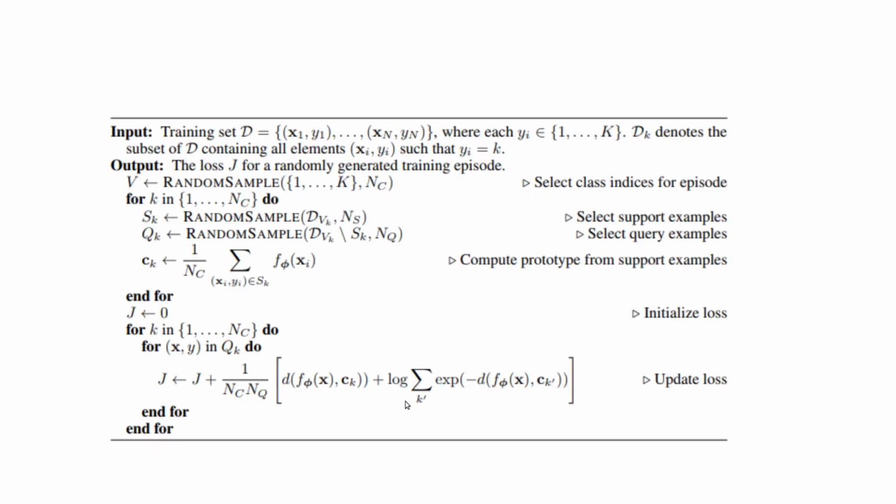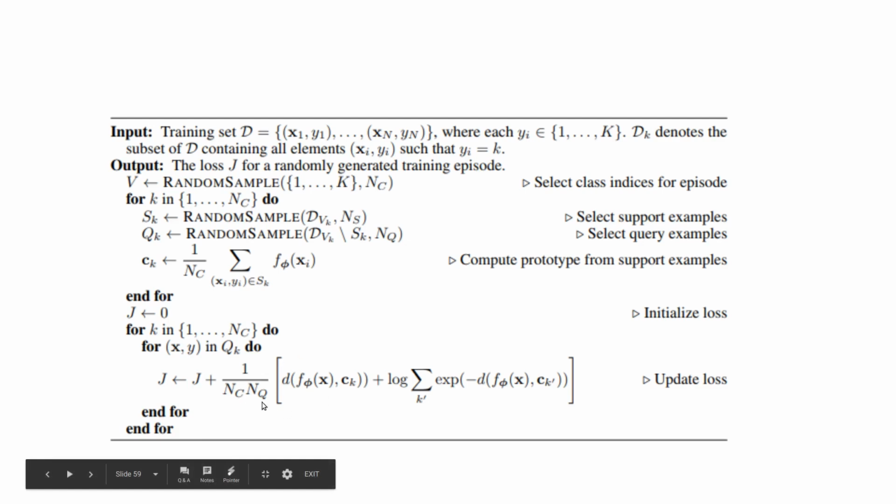So this is what I just said in algorithmic form. In the first line we are sampling a few class labels from all the class labels, and then for each of these class labels we are sampling a few examples for our support set. We are also sampling some examples for our query set. The support set will be used to find our class prototypes, and for each of the points in the query set, we'll compute our loss.